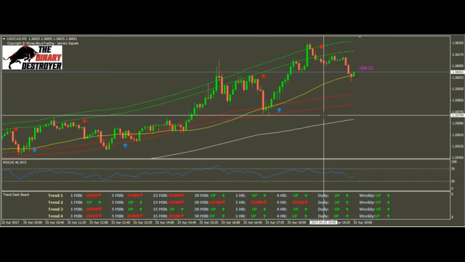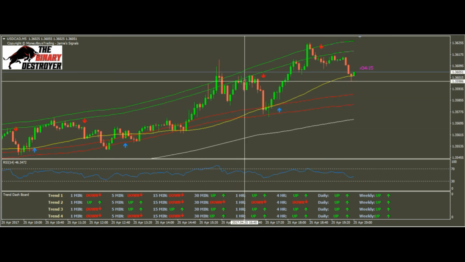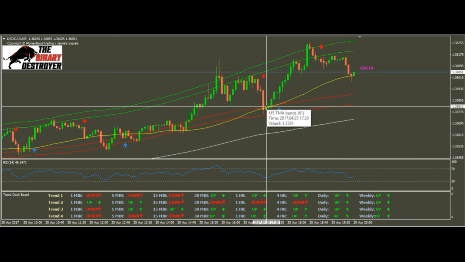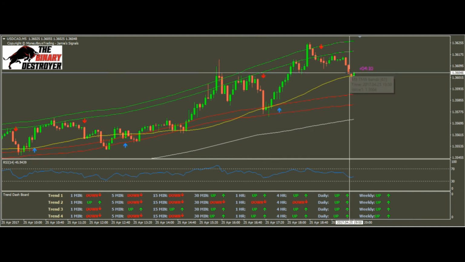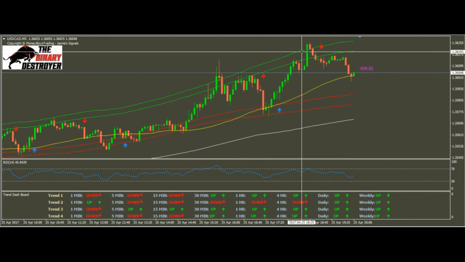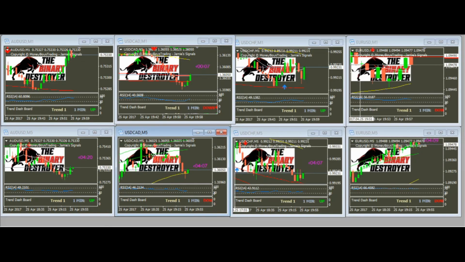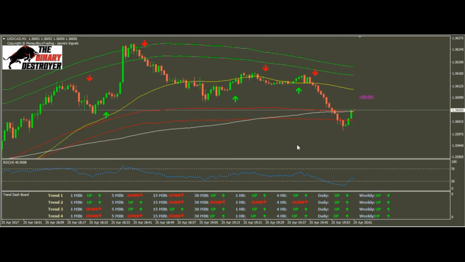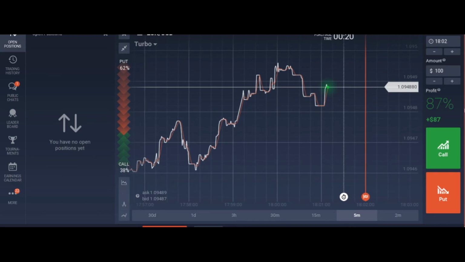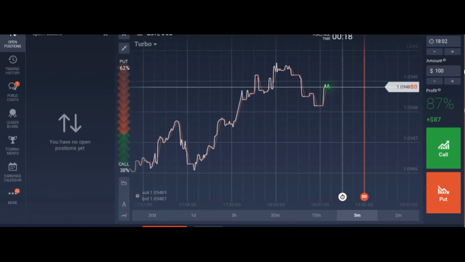Price has basically come up. We had a pullback and it's made a higher high, and now it looks like it's just going to make a higher low on the 5-minute chart. Obviously, this is something more technical that I will be teaching everybody. So what I'm going to do now is wait for a signal to appear on the USD CAD on the 1-minute, and I'm going to jump onto a 5-minute trade.